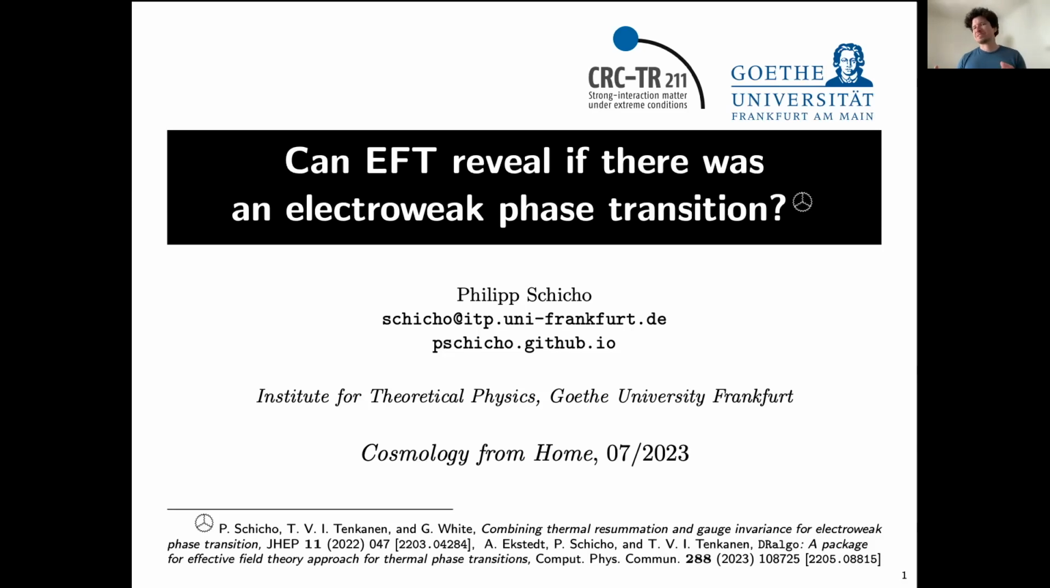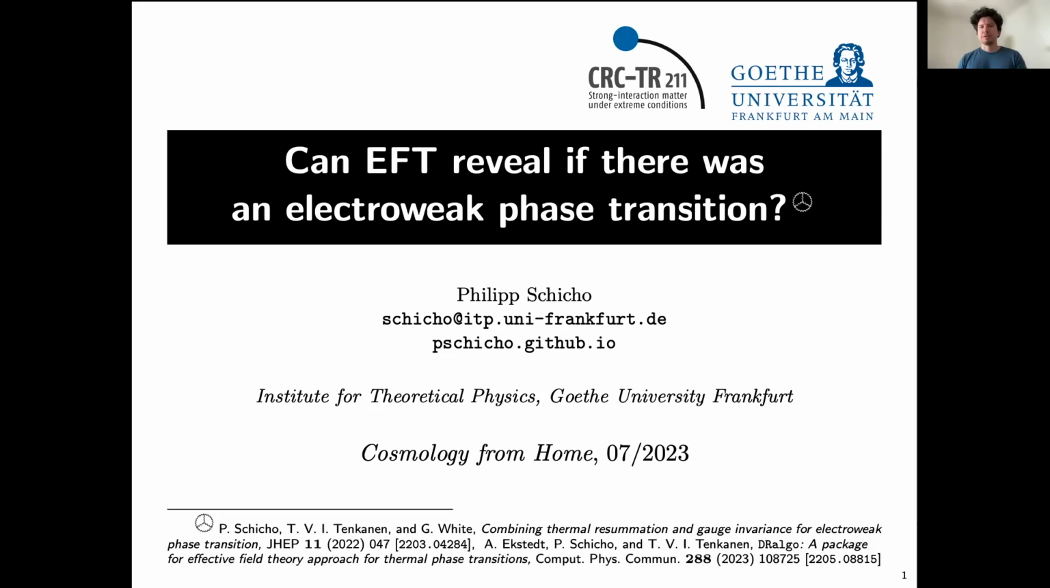My task today is to explain how to use an effective field theory framework in order to explain how there was potentially a strong first-order electroweak phase transition early on in the universe. And this was work done together with Thomas Tenkanen and Graham White on reconciling thermal resummation with gauge invariance in a unified framework, but also with work by Andreas Ekstedt and Thomas Tenkanen and me, putting forward a software package named DRalgo that really computes and constructs the corresponding effective theories at high temperatures for a plethora of beyond the standard model theories.